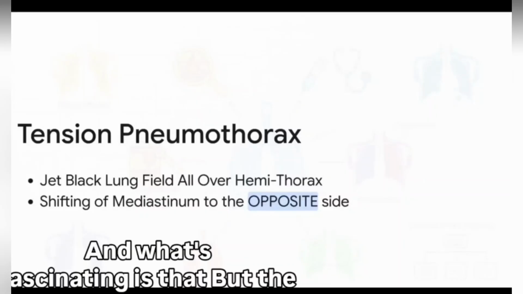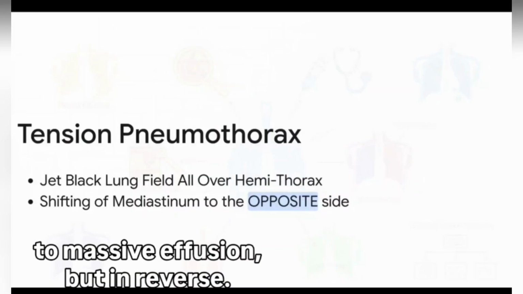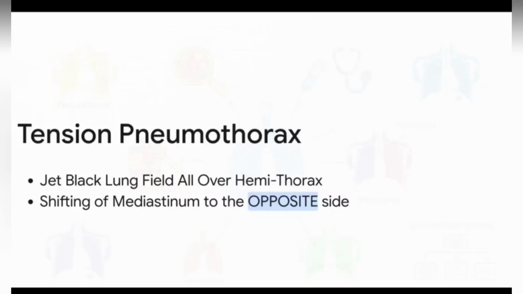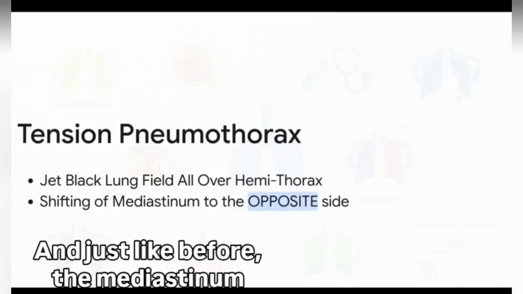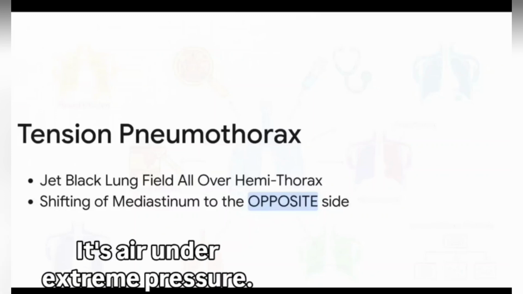And what's fascinating is that the x-ray finding is actually quite similar to massive effusion, but in reverse. You get a jet black lung field over the entire hemithorax. And just like before, the mediastinum gets pushed to the opposite side, but this time it's not fluid pushing it, it's air under extreme pressure.